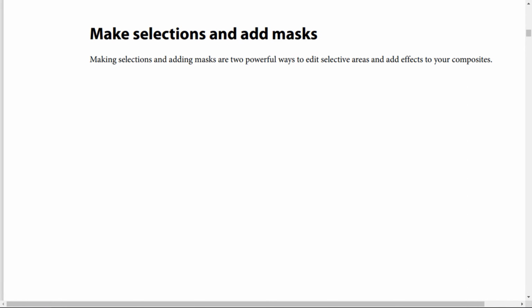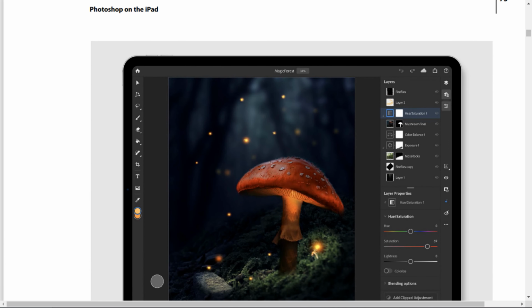Make selections and add masks. How to make selections and add masks in Photoshop on the iPad. Making selections and adding masks are two powerful ways to edit selective areas and add effects to your campsites, like this screenshot.